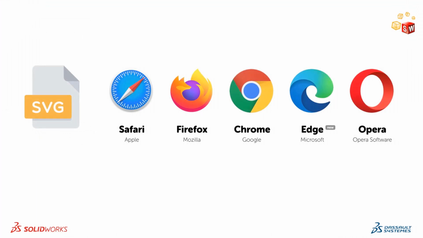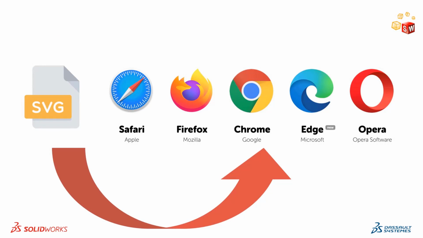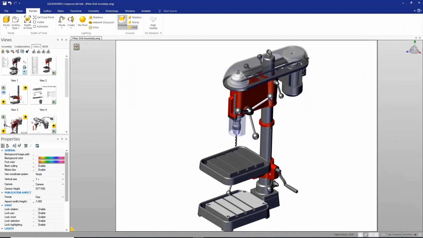So we have discussed Microsoft Office and Word, and then we have seen the PDF as well. The next thing is the SVG file. You can generate an SVG file from Composer and utilize it in your website, so that from your marketing point of view or sales point of view, you can add all the data into your website as well, which can open in any browser. Let me give you one example. Here I have added the pillar drill assembly. I have created multiple views over there.